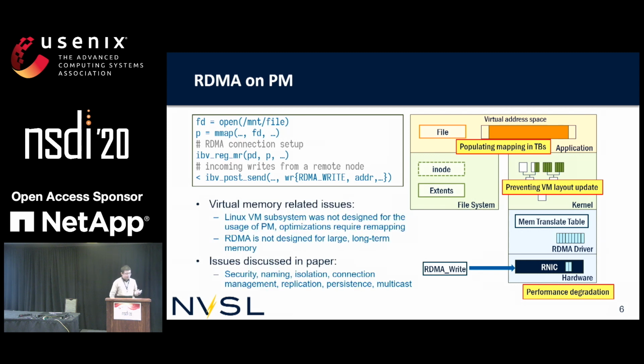So in summary, the Linux virtual memory system is not really designed for this kind of use case. Persistent memory is relatively new, and there have been a lot of optimizations, but unfortunately those optimizations often require remapping and do not work with RDMA. And RDMA is also not designed for this kind of large-scale permanent mapping use case. There are other issues that we discussed in the paper, but here we will focus on the VM issue due to the time constraint.